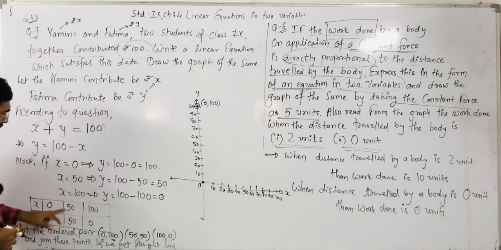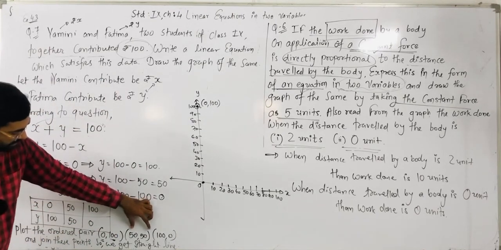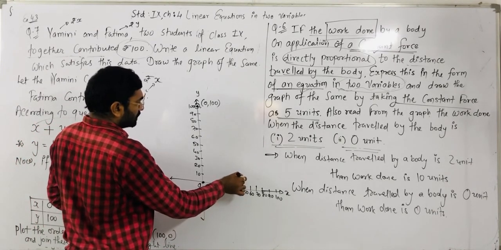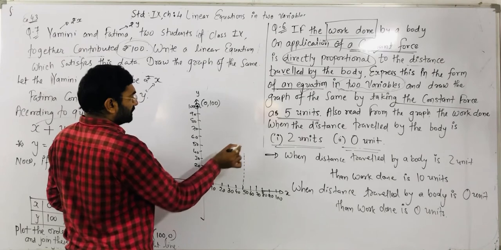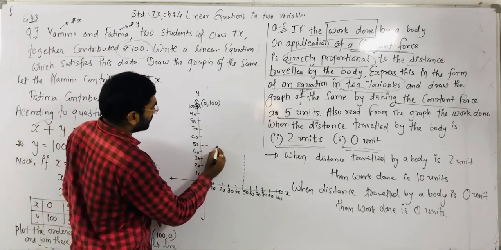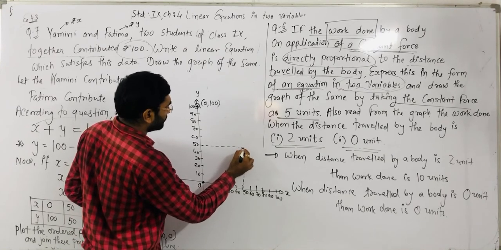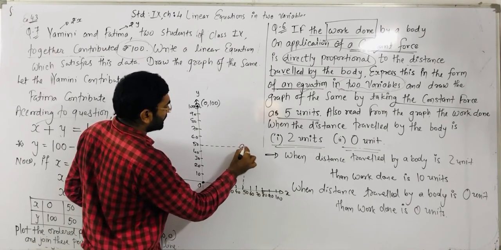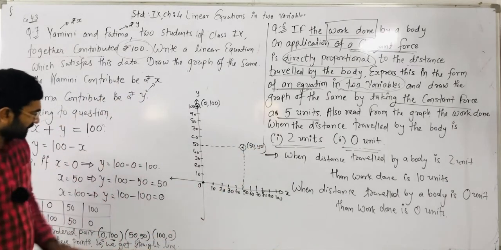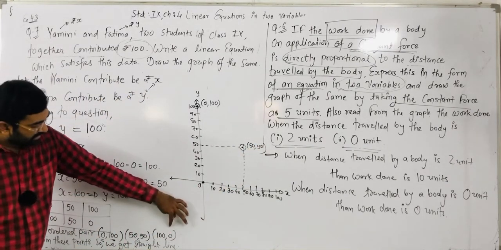Another point is 50, 50. x coordinate is 50. 50 is here. From there we have to draw one perpendicular line. y coordinate value is 50. On the y-axis 50 is here. We have to draw a perpendicular line. Right? Both perpendicular lines are intersecting here. So that is 50, 50.